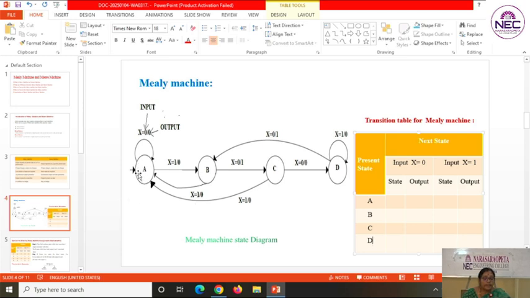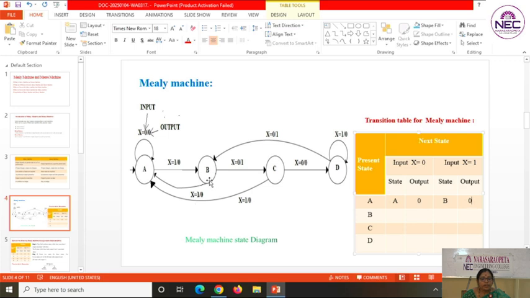Initially, consider state A. In state A, if the input x is equal to 0, state A goes to the same state. The output is 0. In state A, if the input x is equal to 1, then state A goes to state B. The output is 0.